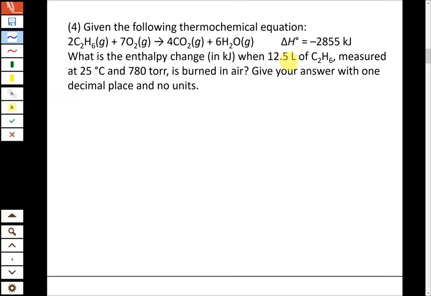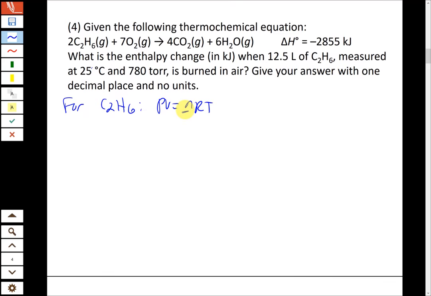Now again, the more common way might be giving you the mass of the product or something like that we've used before, but in this question we're giving you volume, temperature, and pressure, which we're going to use the ideal gas law for. Because all of these are gas phase reactants and products, we can use PV equals nRT to relate the given information to the number of moles that we have.